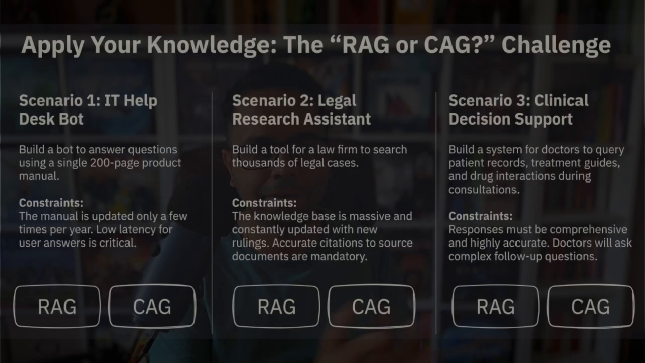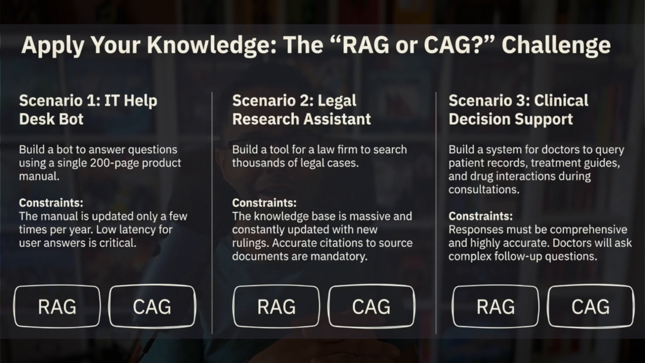But here are a few things where you can probably use RAG or CAG. So let's look at them one by one. Scenario one, IT help desk bot. Build a bot to answer questions using a single 200-page product manual. What do you think is the answer? Pause it. I'll give you the answer in a moment. But if you want, you can just pause it and try to think from whatever we have discussed till now.